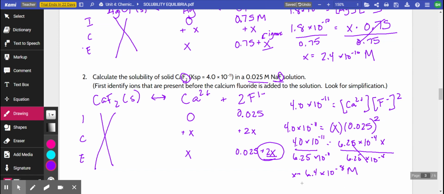Okay, and since this is in a 1-to-1 relationship, since there's only one calcium ion, that'll be the same molarity for the calcium fluoride as well. Okay, so your answer is 6.4 times 10 to the negative 8th molar calcium fluoride solution when it reaches equilibrium.